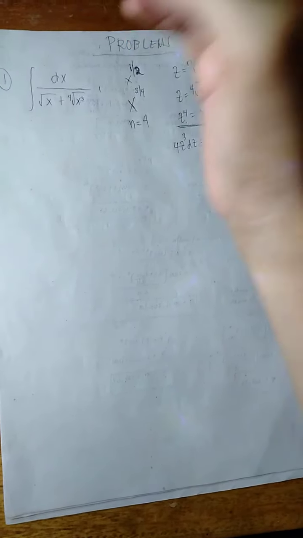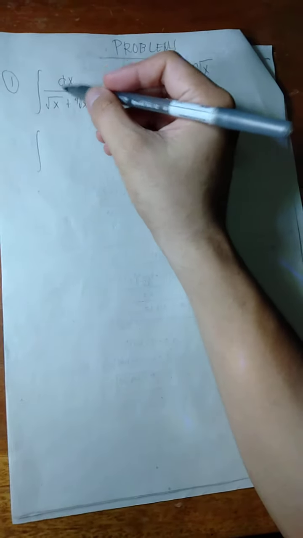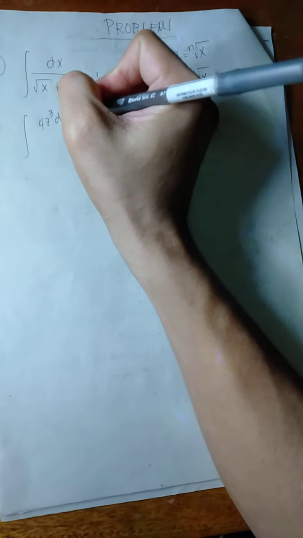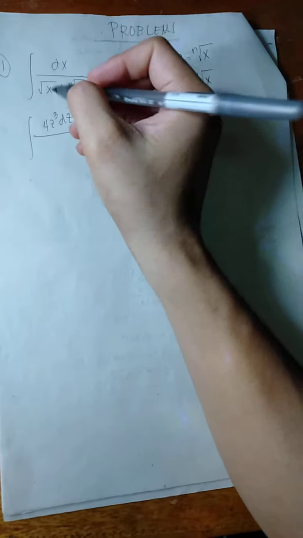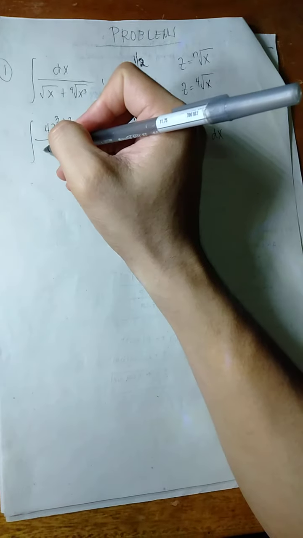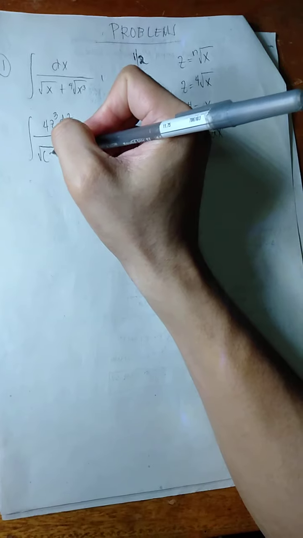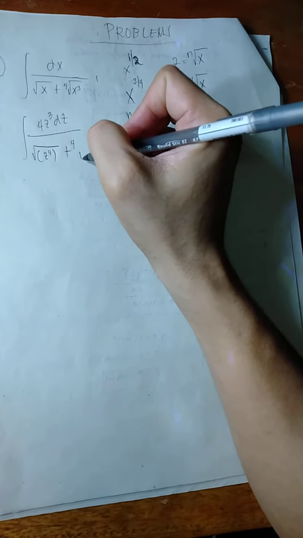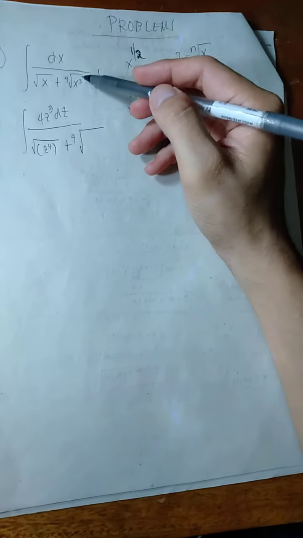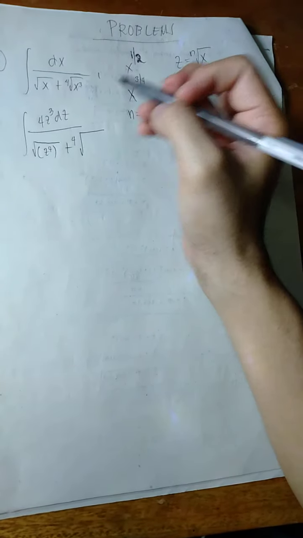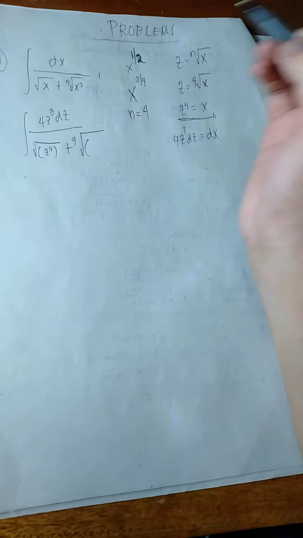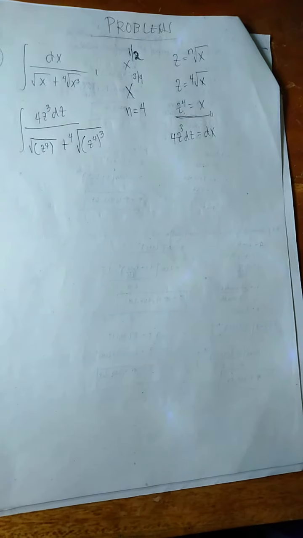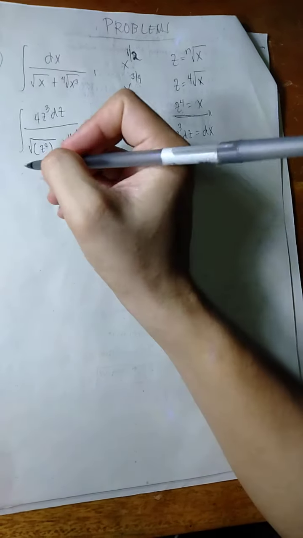So let's substitute now. The integral of: dx is replaced by 4z cubed dz over x replaced by z to the 4th. So the square root of z to the 4th plus the 4th root of x cubed. The x there, we replace with z to the 4th, so we put inside z to the 4th cubed. Clear?